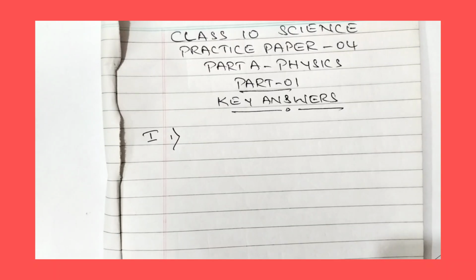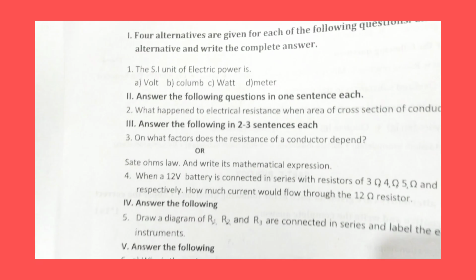In this video we are going to continue class 10 science. This is practice paper number 4, part A physics, and part 1 of paper number 4. So let us answer the physics part. In the previous video we answered all the questions related to practice paper number 3, part A physics, part B chemistry and part C biology. Now in paper 4, let us answer all the questions related to physics.